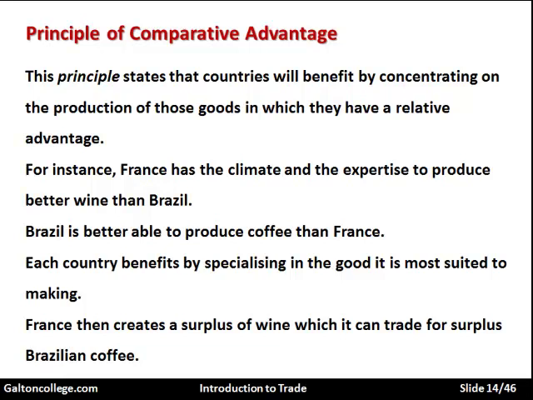So both countries benefit, and in total output will be much greater than had they both tried to make the two products. If France had tried to make wine and grow coffee beans, and if Brazil had tried to make wine and grow coffee beans. So it's better they specialize.